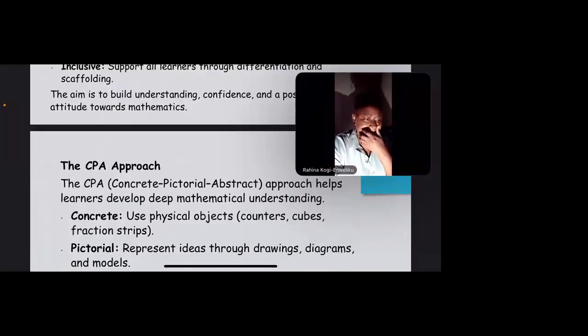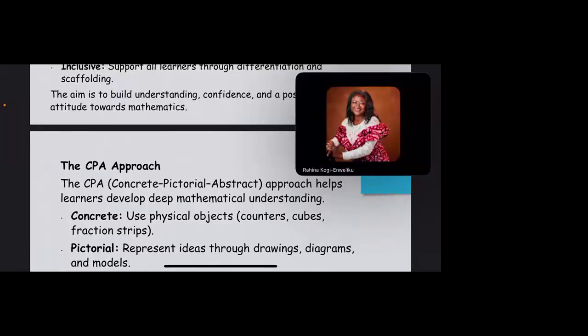Okay, we have the CPA approach. I'm just going to run through this very quickly. C is concrete, P is pictorial, and A is abstract. This approach helps learners to develop deep mathematical understanding, okay? They are able to go from what they didn't know into what they know, and they go from what they know into thinking abstractly, all right?